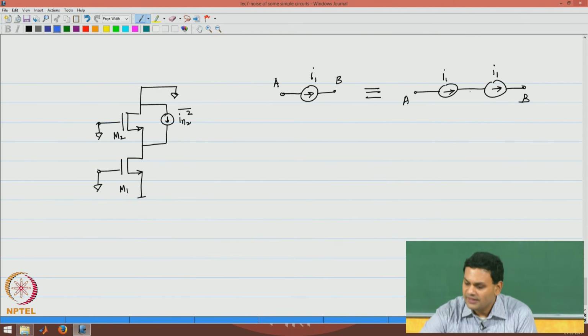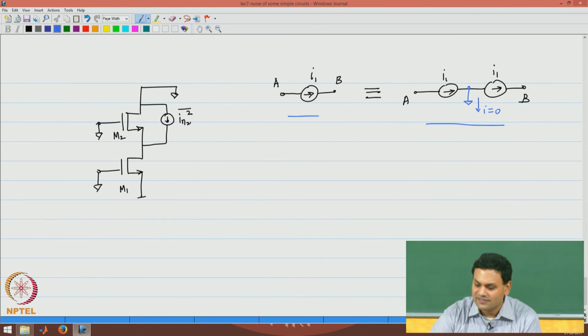Number 2, even if I decide to ground or apply any specific voltage at the intermediate node, please note that there is no current through this node. You can clearly see that by applying KCL at this intermediate node, and therefore the rest of the network is not disturbed across it. This configuration looks exactly the same as this configuration across the nodes A and B, and we will use this particular technique to analyze the circuit.